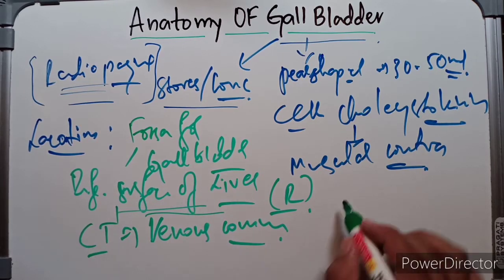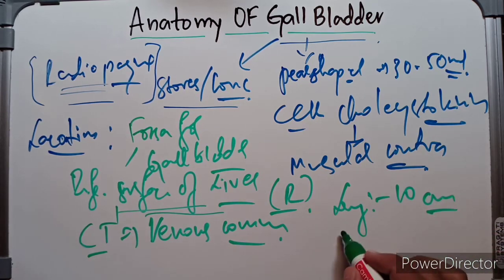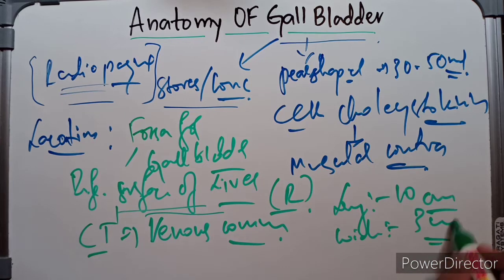Coming to its dimensions, what is the length of the gallbladder? It's around 10 centimeters, 4 inches, and what is the width? It measures up to 3 centimeters. Now let's discuss the parts and relations of the gallbladder.